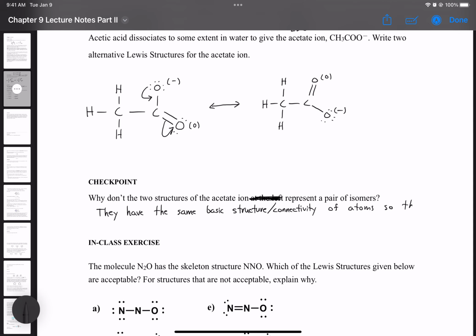So they are not isomers, okay? Isomers would be if, say, my oxygen... what would be an isomer? An isomer of acetate would be something like... God, this is hard. I don't know. What would be an isomer of the acetate ion? Something like this, I suppose.